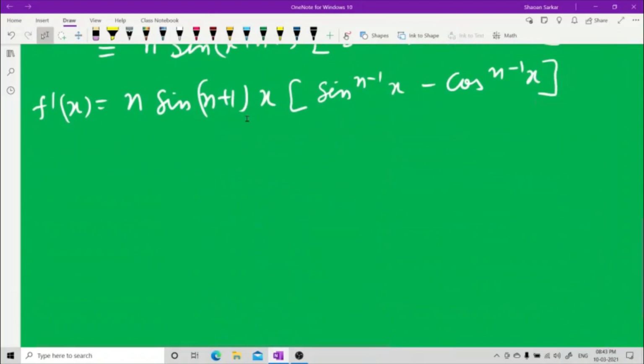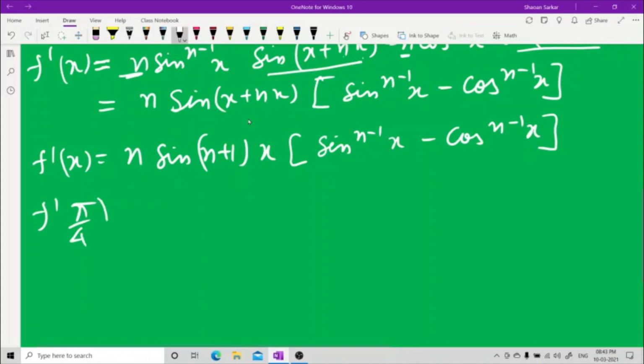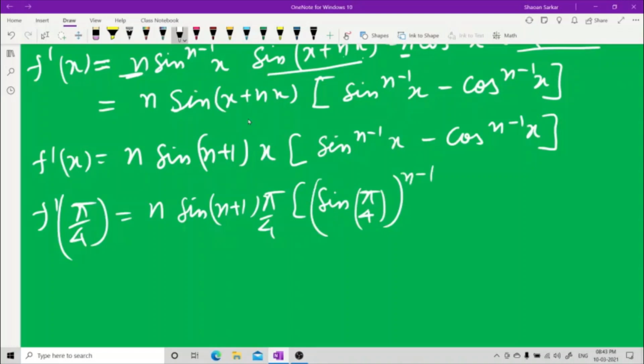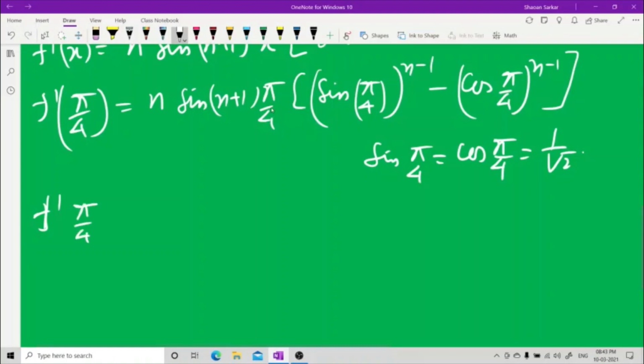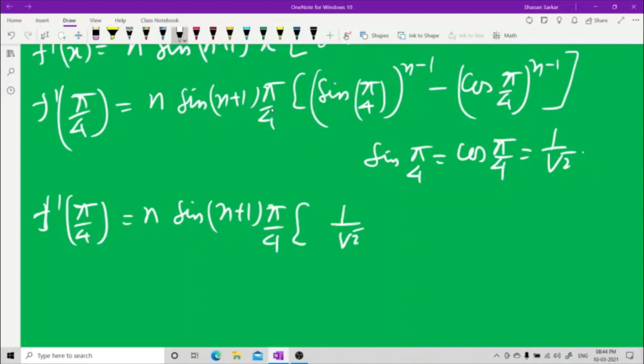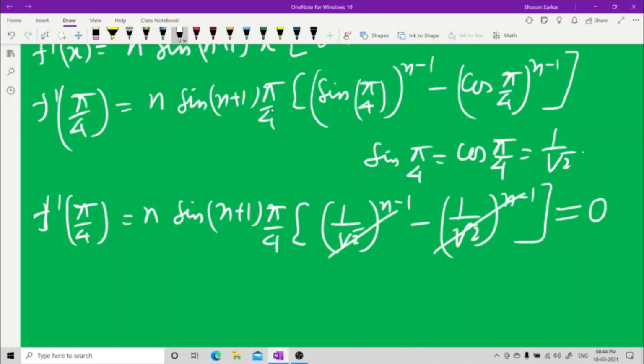Now you see here, we have to show that f dash pi by 4 is actually 0. Then the sin((n plus 1) pi by 4), now sin pi by 4 to the power of n minus 1 and cos pi by 4 to the power of n minus 1, both of them have the same value. Sin pi by 4 is equal to cos pi by 4 is equal to 1 by under root 2. So f dash pi by 4 is n sin((n plus 1) pi by 4) times 1 by under root 2 to the power of n minus 1 minus 1 by under root 2 to the power of n minus 1. They cancel out, ये दोनों cancel हो जाएंगे, and this will be 0. So f dash pi by 4 is 0.